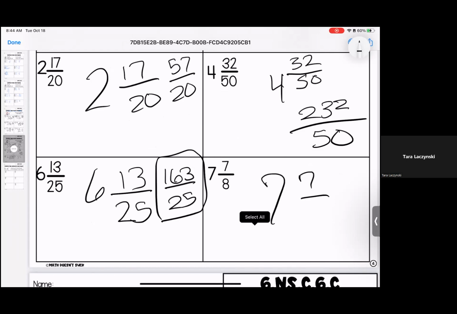And then 7 and 7/8. 7 times 8 is 56. Add 7. It's going to give you 63 over 8 is our final.